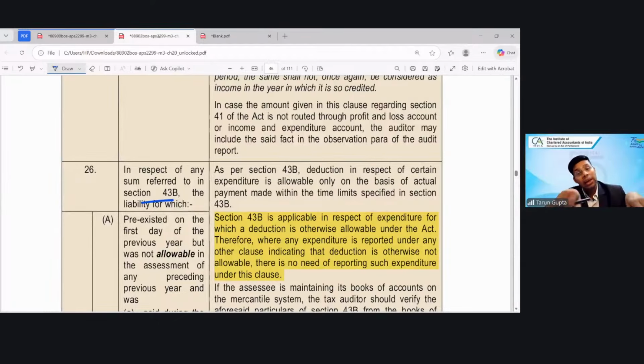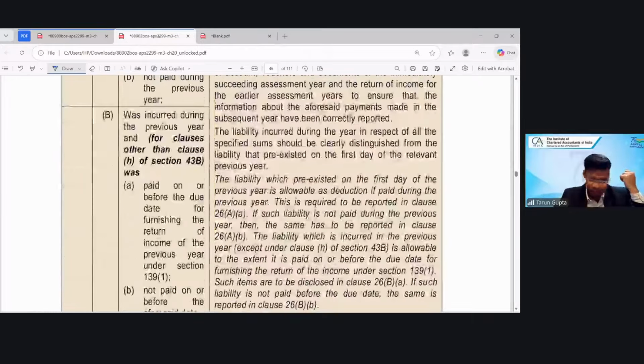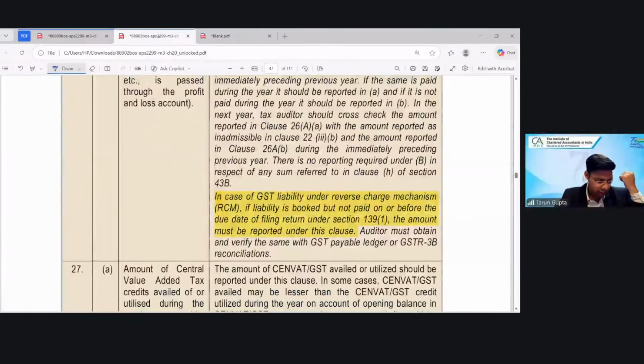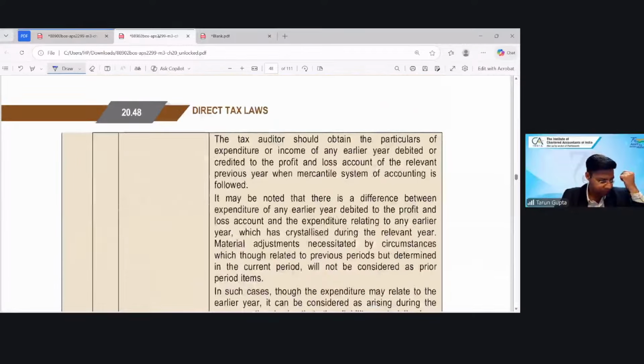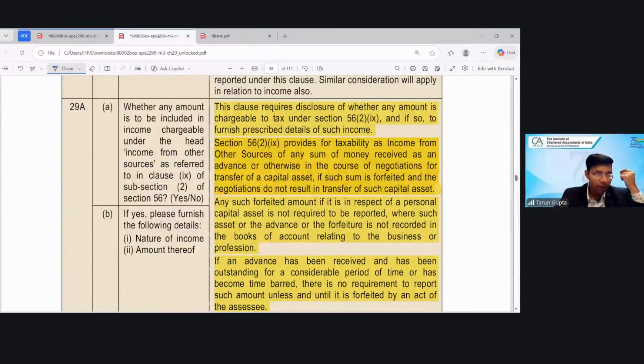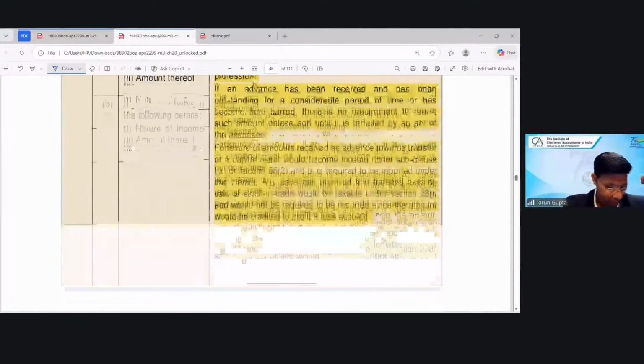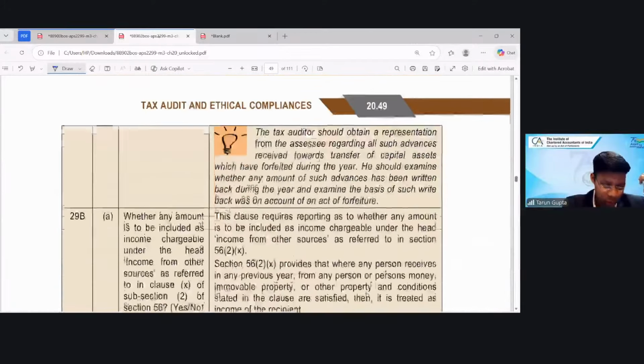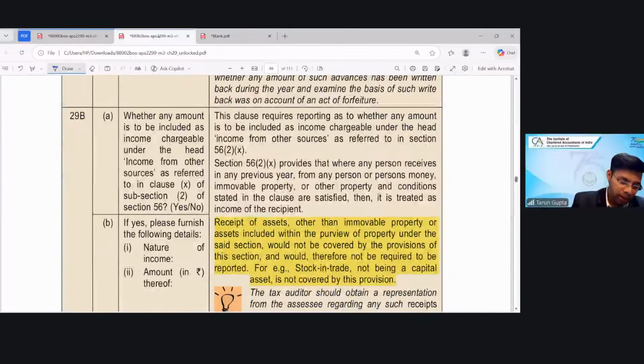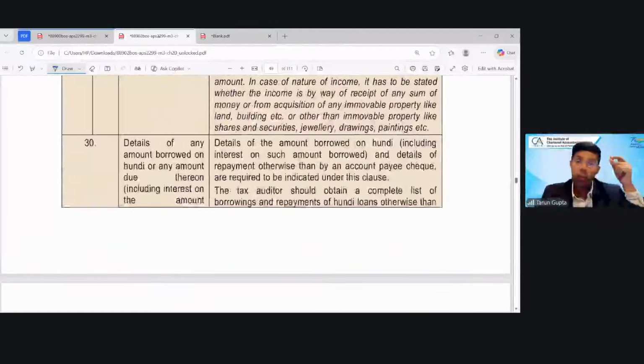In part A, we claim the deduction which is not there in the P&L account. In part B, we disallow the deduction which is there in the P&L account. We're doing this very fast because you have already studied all this in your PGBP chapter. Clause 29A says that if any amount has to be included under section 56(2)(ix), which is applicable on forfeiture of advance, then if there is any advance forfeited, it has to be disclosed and taxed here. Then 29B is any amount taxable under section 56(2)(x), the gift. Only the amount which has to be taxed is required to be stated under clause 29.